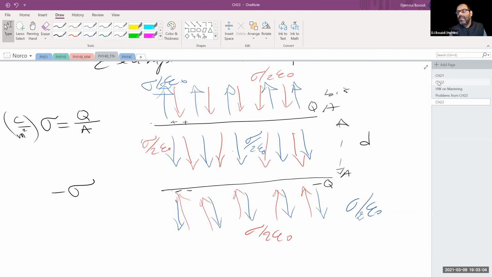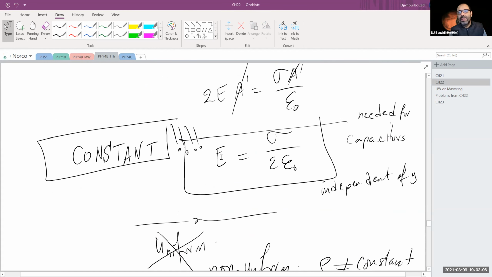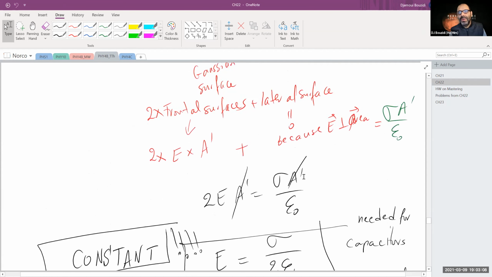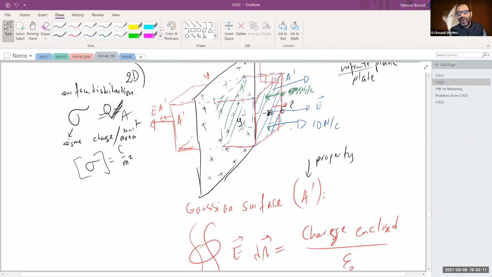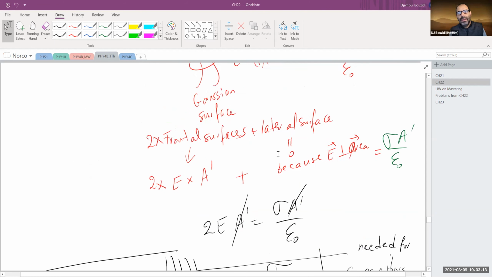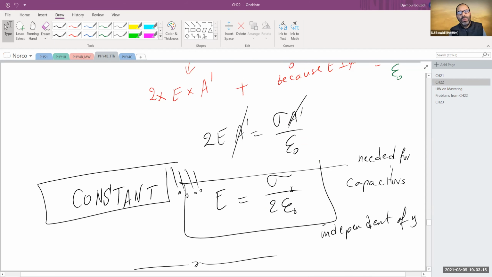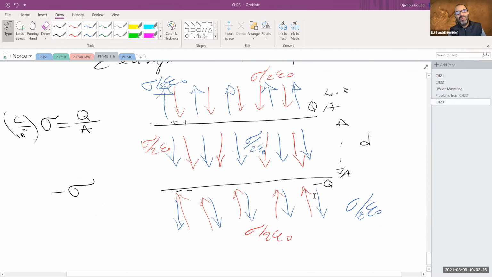That's fine. That's the result. It's independent of y, independent of this number. That's what we found last time. That was kind of surprising, but needed for capacitors, independent of y. That is really what we declared as the result, big deal. Okay, so that is basically what we found.